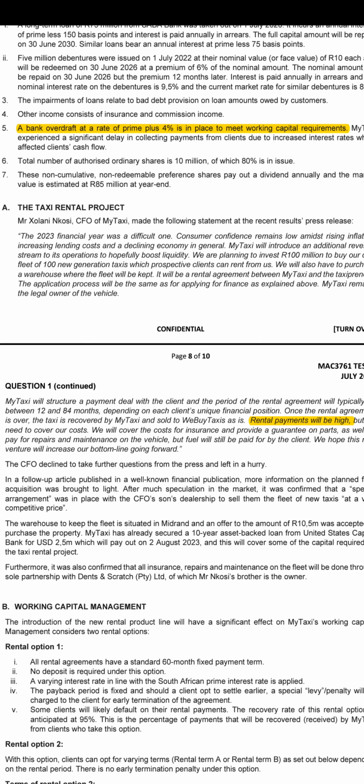Now, the thing of rent payments will be high. Automatically, this should be telling you that it might potentially lose its appeal to the market, because he's telling us outright, rent payments will be high, and he's using covering the cost as a justification, which is fair enough. But the clients, your taxipreneurs, so to speak, they might decide, well, hang on, if it's going to be so high, it's not worth it for us, and plus we're not going to even own it at the end of the day.